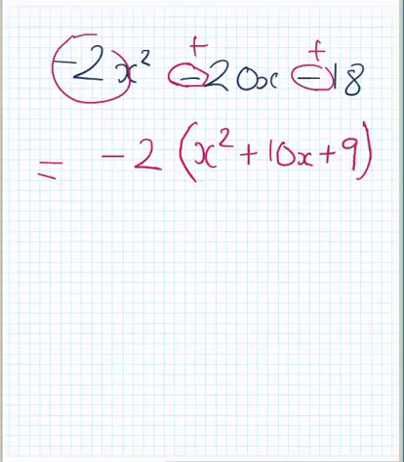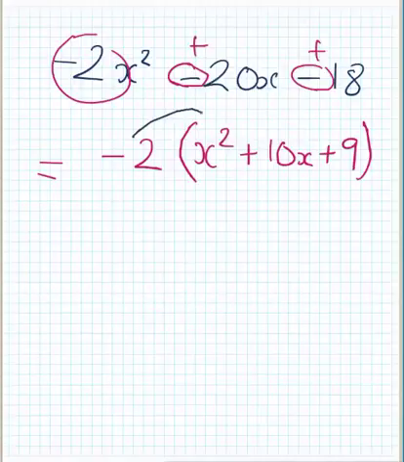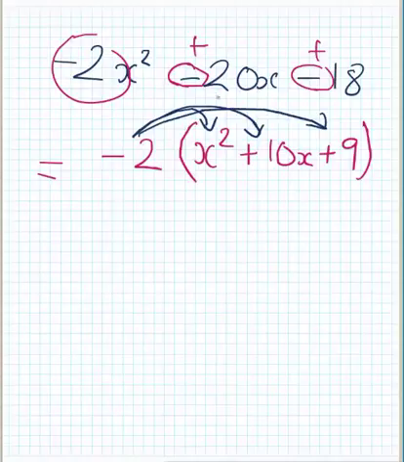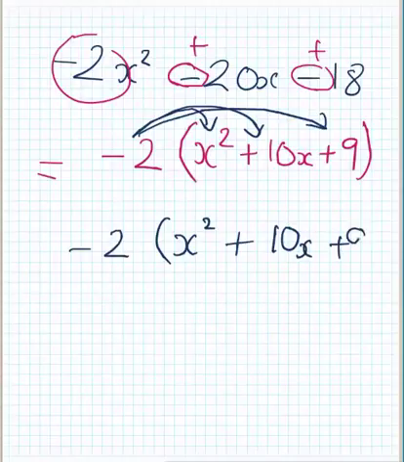Okay, and always please double check. If you go minus 2 times x squared, minus 2 times 10x, and minus 2 times 9, we will get what we started off with: minus 2x squared, minus 20x, minus 18. So just double check. Now, the whole point of taking out the 2 as a factor is, if we look inside the brackets now, we have a trinomial where the coefficient of x squared is 1.